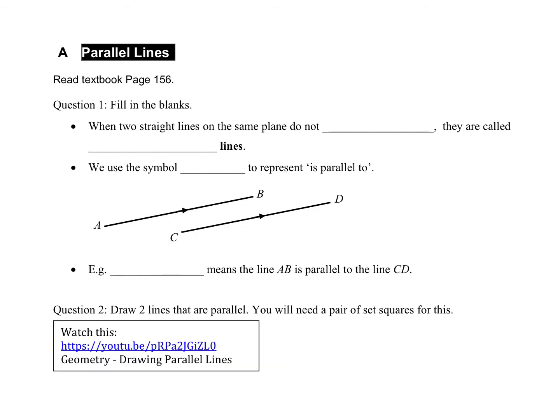So, what are parallel lines? Now, when two straight lines on the same plane do not intersect with each other, they are called parallel lines. We often use this symbol, which looks like two slanted lines, to represent "is parallel to". So for example, in the diagram over here, we have AB is parallel to the line CD.